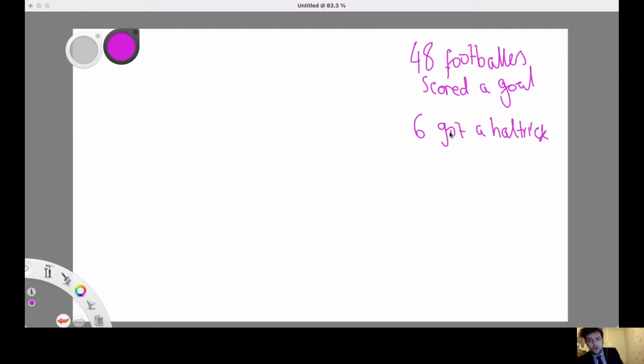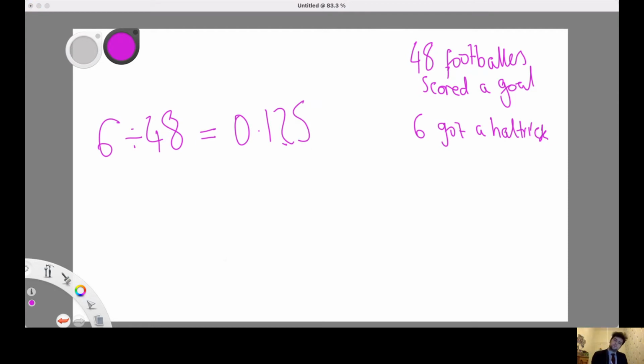So we want to know what this is as a decimal. Remember what I said, we do our small number divided by the bigger number, 6 divided by 48, and that gives us our decimal. So 6 out of 48 is 1/8, which is 0.125. I had no idea what the answer was going to be when I plucked those numbers out, but luckily I can do that in my head. But you'd use your calculator for that. So you do small number divided by your total, that gives you your decimal.